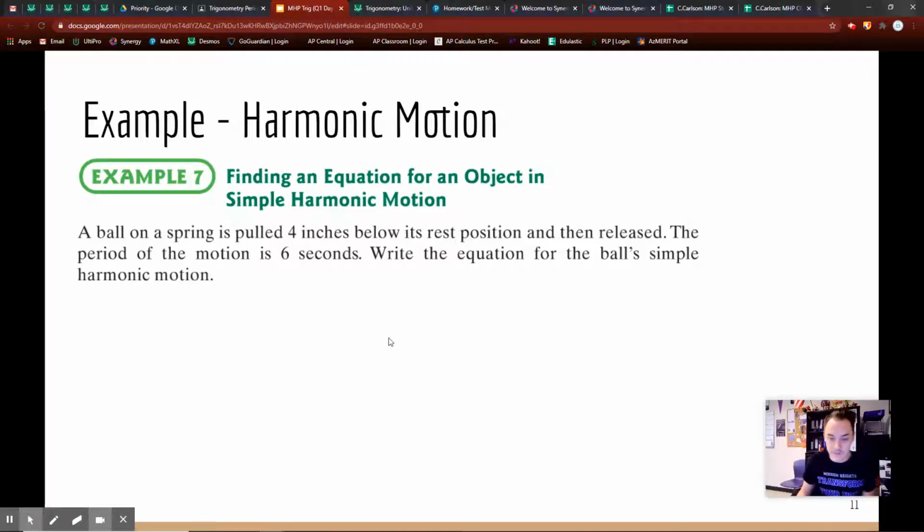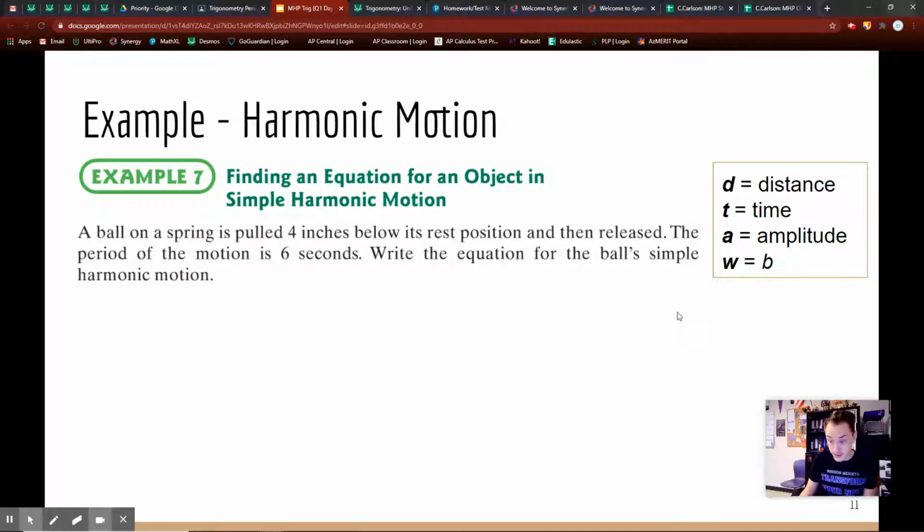Write an equation. Now, first of all, these are my variables. I always like listing out my variables. D is distance. Okay, so like for my tennis ball over here, the distance it actually travels, right? That's the distance. Time is T, amplitude is A, and then my W would be what we call our B. It's technically our angle measure there, okay?